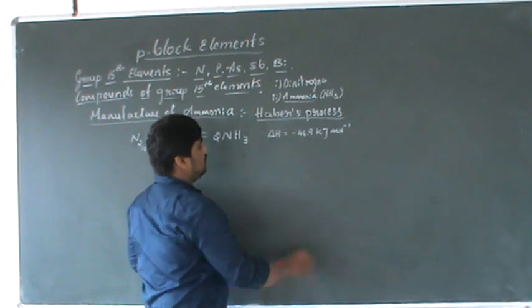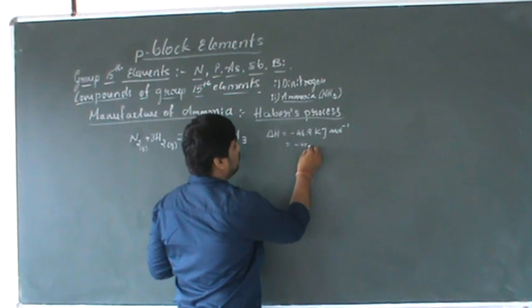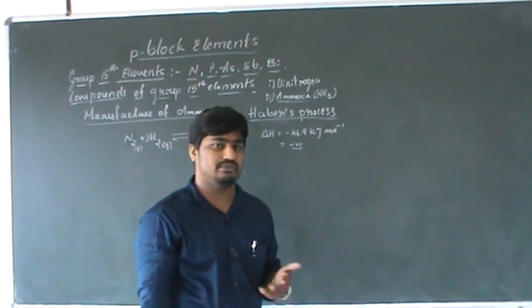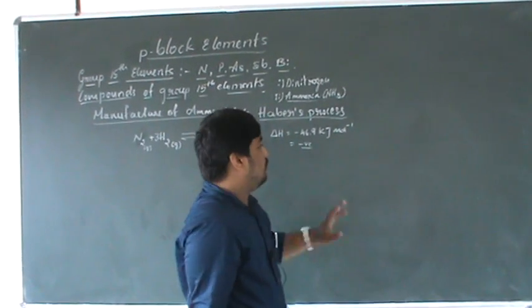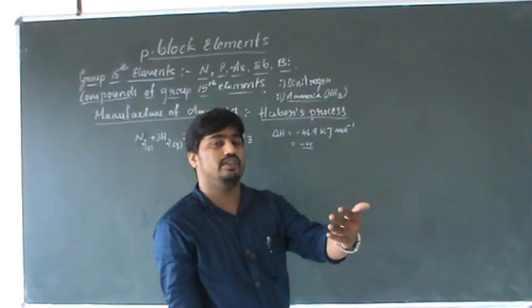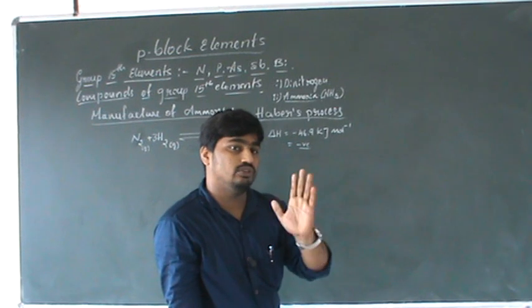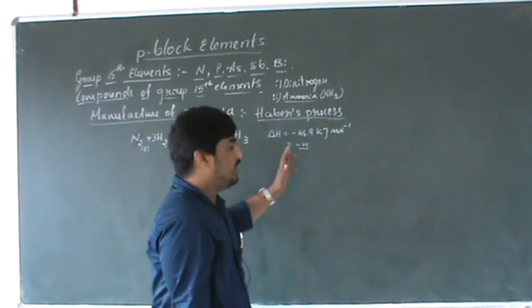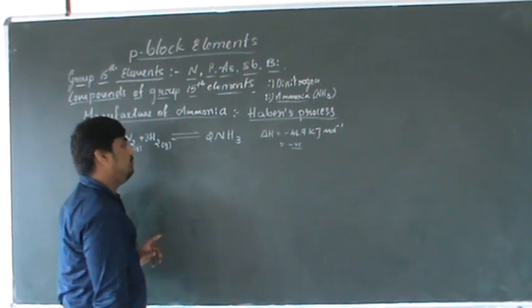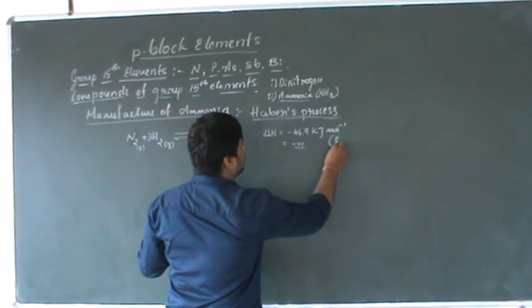In this case, you can write negative also, it is enough. Okay, delta H is negative. What does it indicate? The reaction involves the evolution of energy, heat. Heat evolution means exothermic. Heat is liberated from the system. So this is an exothermic process.